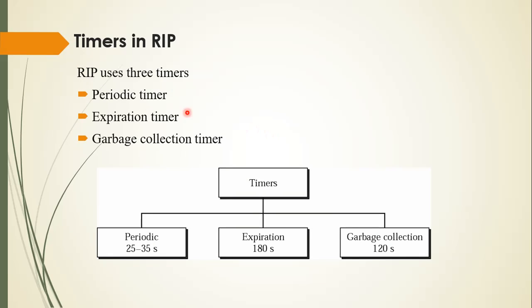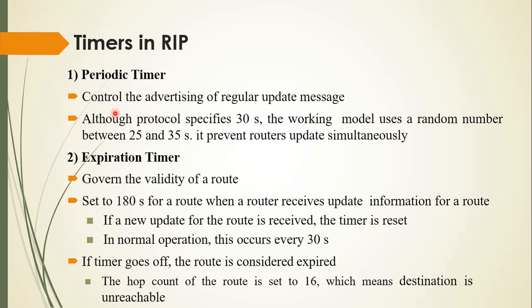Okay, so RIP uses 3 timers: periodic timer, expiration timer, and garbage collection timer. Periodic is 25 to 35 seconds, expiration 180 seconds, and garbage collection 120 seconds. The periodic timer controls the advertising of regular update messages. Although the protocol specifies 30 seconds, the working model uses a random number between 25 and 35 seconds. It prevents routers from updating simultaneously.